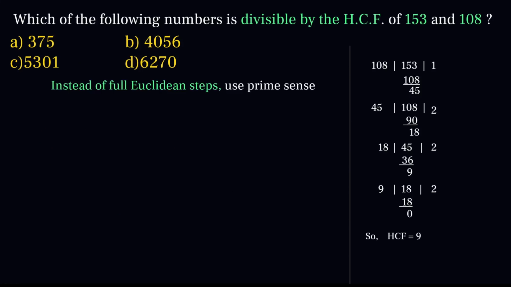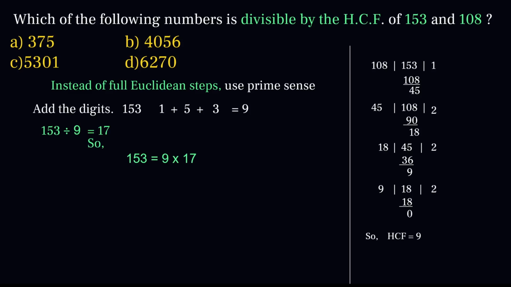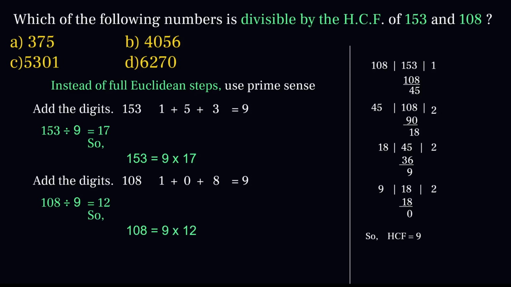Now let's try to solve this same question, but this time we would use the prime factorization method. We need to add the digits of 153. If I add all those digits, that would give me 9. If I divide 153 by 9, that would give me 17. So 153 equals 9 times 17. What about the next number? That is 108. If I add those digits, that would give me 9. So if I do 108 divided by 9, that would give me 12.